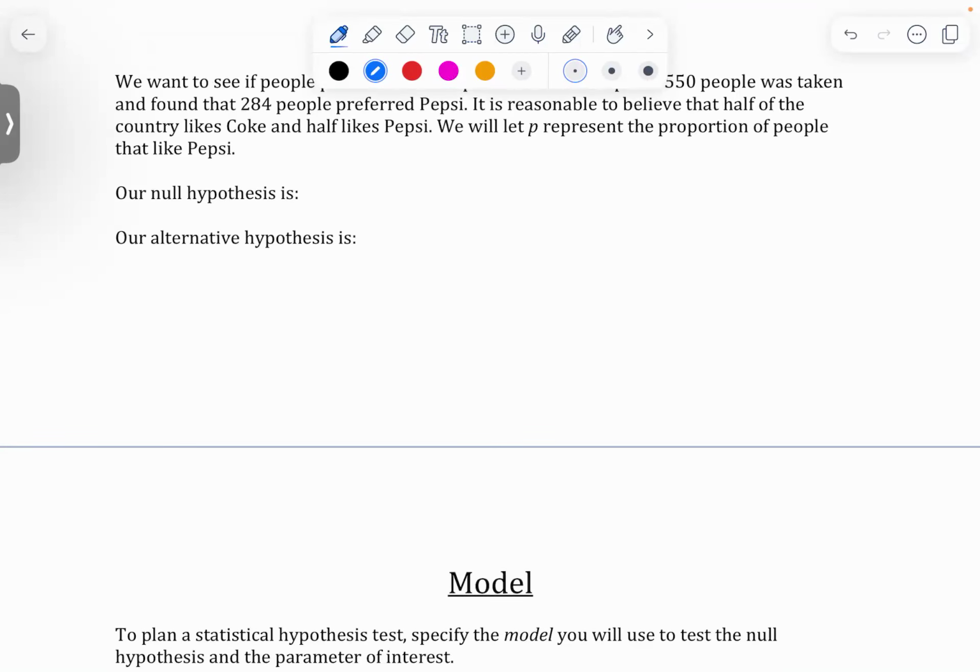So start off, as always, let's identify information. P is the true proportion. P hat is the sample proportion.